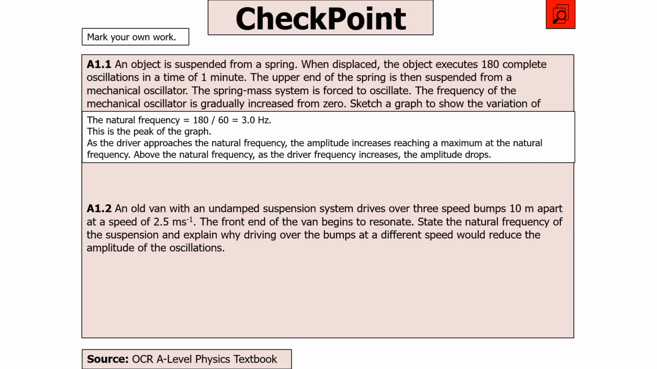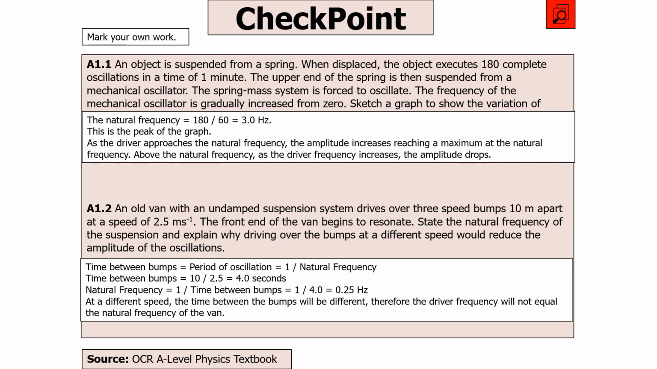In this next question, what's the time period between the bumps? Well, they're 10 meters apart, okay? So we can say the time between the bumps is going to be 10 over 2.5, so it's 4 seconds. The time between the bumps is the period of the oscillation, which is 1 over the frequency, because it's going to be when it equals the driving frequency. So it's going to be 1 over 4, so it's 0.25 hertz. So that would be the natural frequency, and the driving frequency, which would cause the resonant frequency. Now at different speeds, the time between the bumps will be different, so therefore the driving frequency would change. It wouldn't equal the natural frequency, so you wouldn't get resonance. The amplitude will be lower.